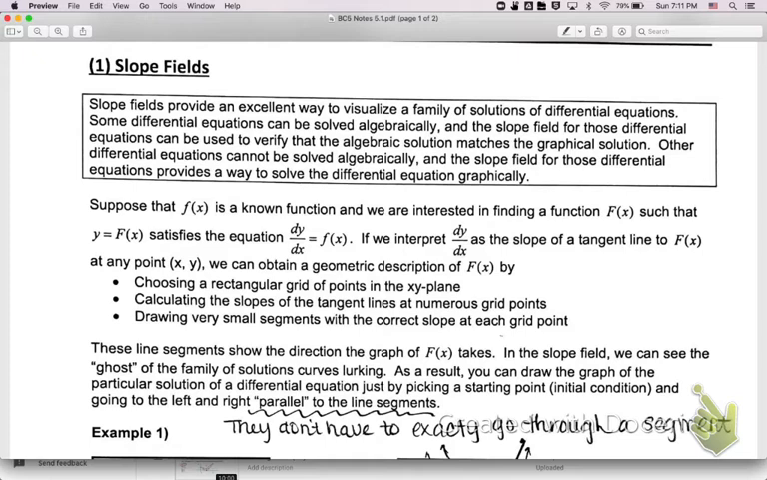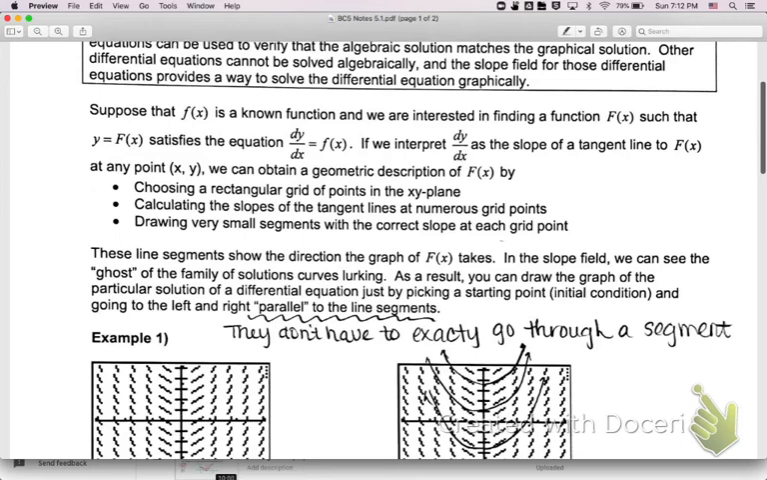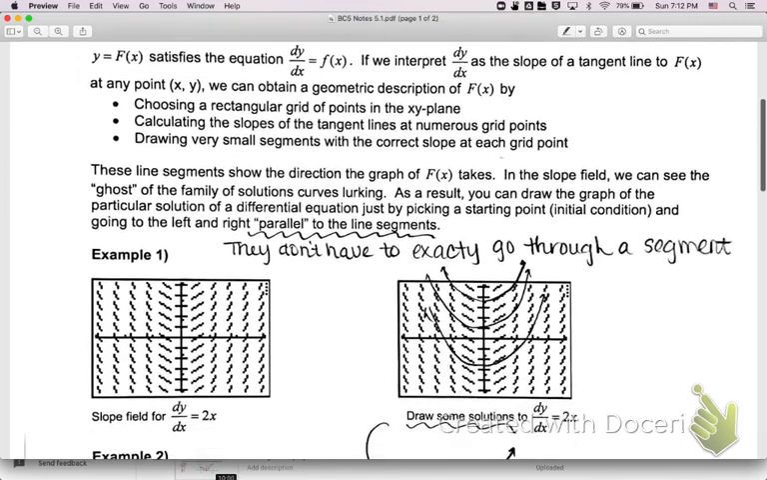Now remember that we can interpret dy dx as the slope of the tangent line to f of x. And so we're getting this geometric interpretation of what f of x is, the antiderivative. We're going to find the slope at each of the points and draw very tiny segments that represent the slope. So these are examples of slope fields, both of these here, okay?